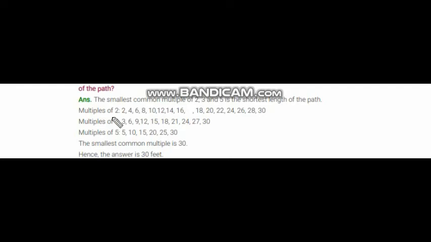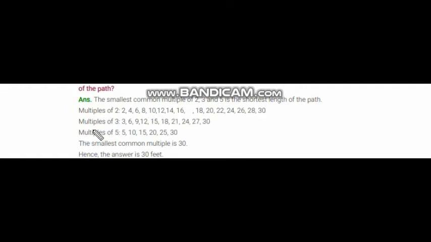Here we can get the multiples of 2 by multiplying 2 with the numbers 1, 2, 3, 4, 5, 6 and so on. So 2 1s are 2, 2 2s are 4, 6, 8, 10, 12, 14, 16, 18, 20, 22, 24, 26, 28 and 30. These all are the multiples of 2 and so on.